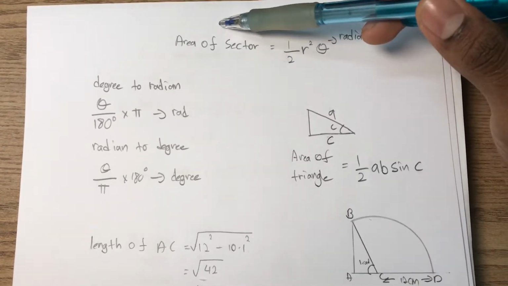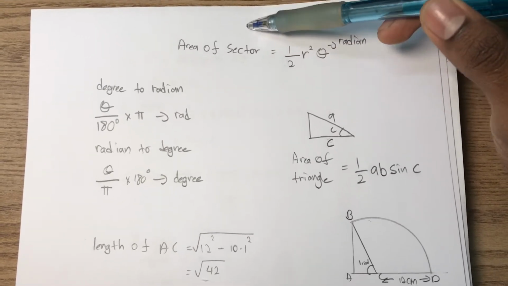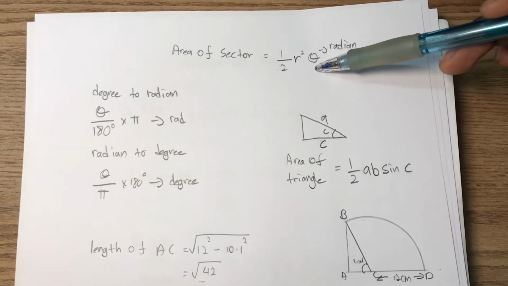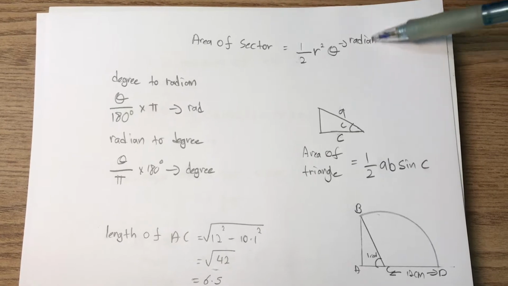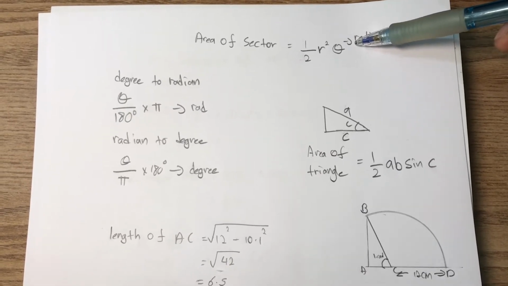For the area of a sector, it can be either a major or minor sector. The formula will be half multiplied by r squared theta. And this theta is very special, we must ensure that it's always in radian. So what if our angle is in degree? How do we convert it to radian?